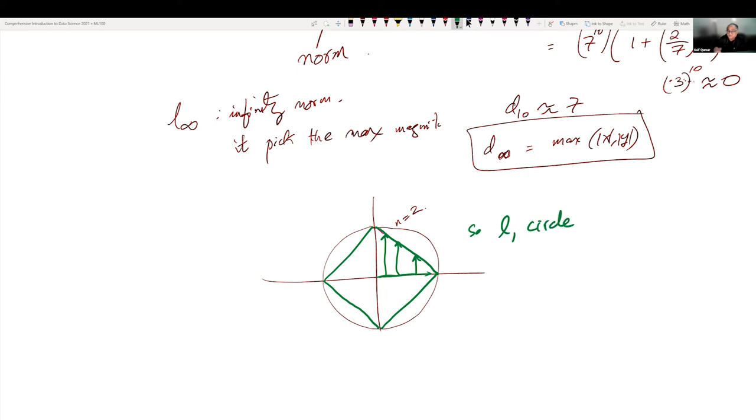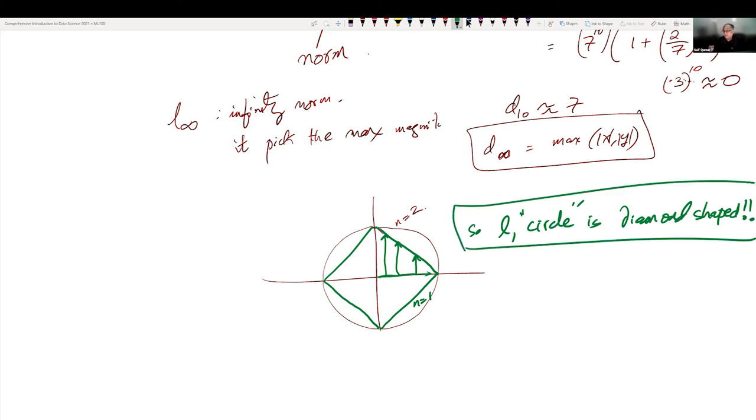So the L1 circle, that is n equal to 1, is diamond shaped. Lovely idea that the shape of a circle is in the eyes of the beholder. Depending upon what norm you bring, it will look different. But it is still a circle, a diamond shape, isn't it? Now, if you notice that the green is inside the circle, from that we develop the intuition, probably, that if we go to a half, it will become like this.